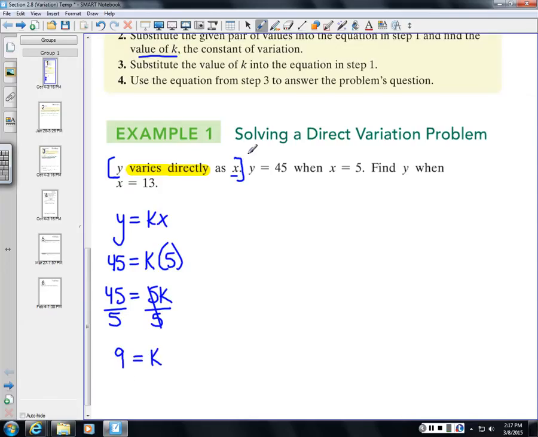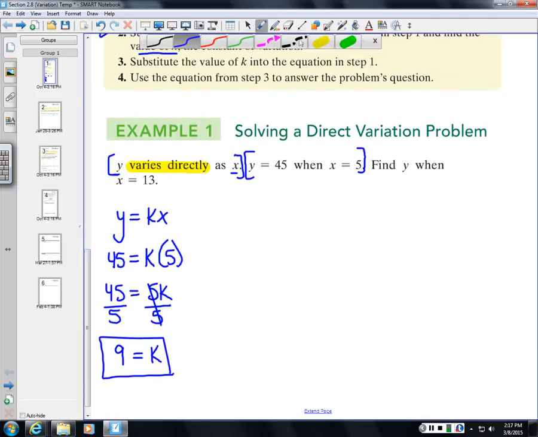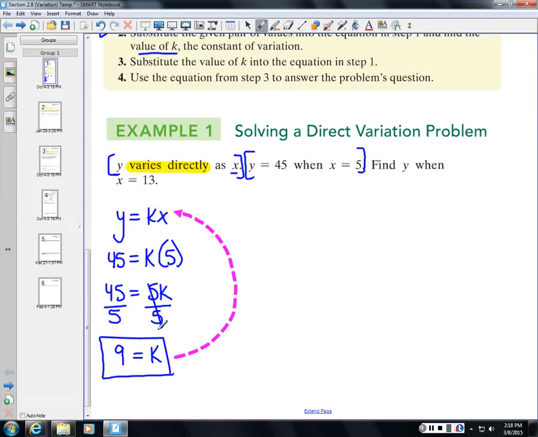Okay, so that was the second sentence of this little word problem. So that was step number 2. Now that we know what k is, we go back up here and read step 3. It says now substitute the value of k back into your original equation. Since my original equation is y equals k times x, I now know that k is 9 no matter what happens to x and y. So no matter what, my k is going to be 9.